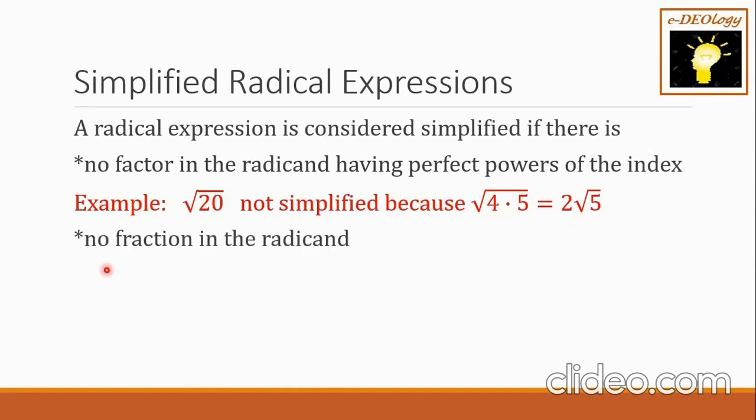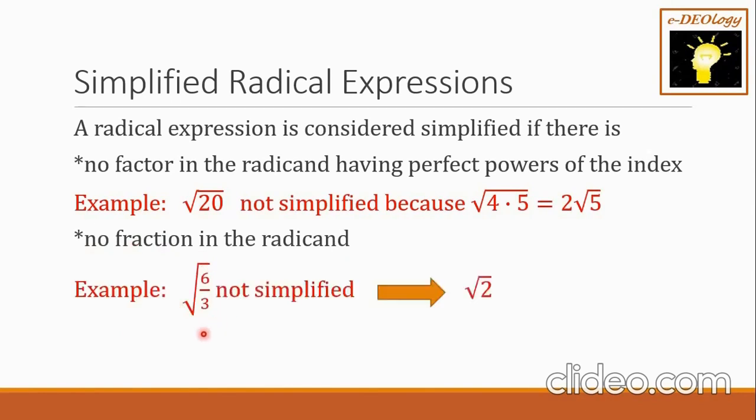The second, a radical expression is considered simplified if there is no fraction in the radicand. Let's have example, the square root of the fraction 6 over 3. So when we divide the 6 by 3, we'll get this square root of 2. So this is now the simplified form.